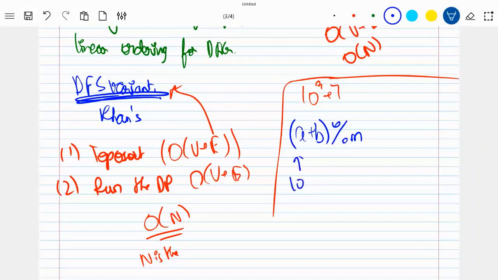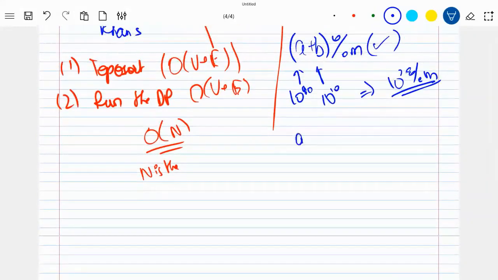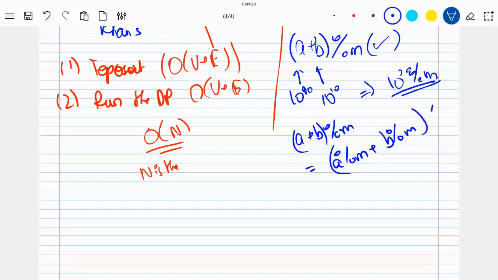This could overflow. If you have 10^9, this is indeed correct, but if you make this 10^10, this would be 10^20 mod m, and you'd overflow in the addition itself. So what (a + b) mod m breaks down into is (a mod m plus b mod m) whole mod m, and that's it. We'll look at the code now.